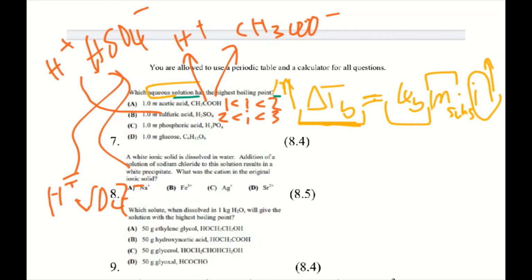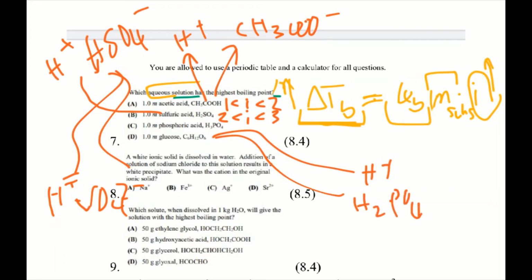Now phosphoric acid is a weak acid, so not all of the H3PO4 will split into H+ and H2PO4-, and because of that, the i value will be between 1 and 2. Now what about glucose? Glucose has an i value of 1 because it is a sugar and the OS is a dead giveaway. So because of this, the one with the highest i value is sulfuric acid, so 7 will be B. Let's look at number 8.